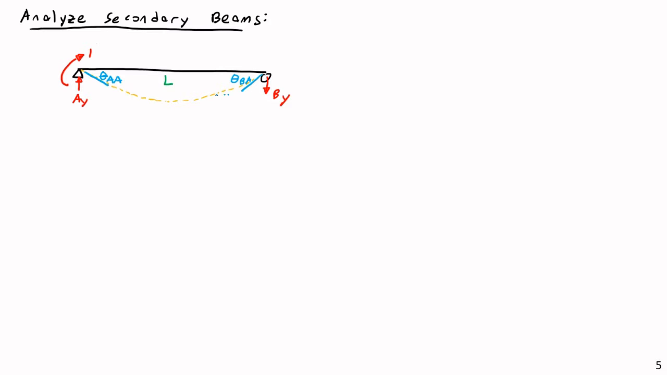If you can recall the naming convention we developed over the last couple of videos, the first subscript refers to the point where you're looking at the deflection, or the rotation in this case, and the second one refers to the source of that. So theta AA is the rotation at A due to a unit couple at A, and theta BA is the rotation at B due to a unit couple at A.